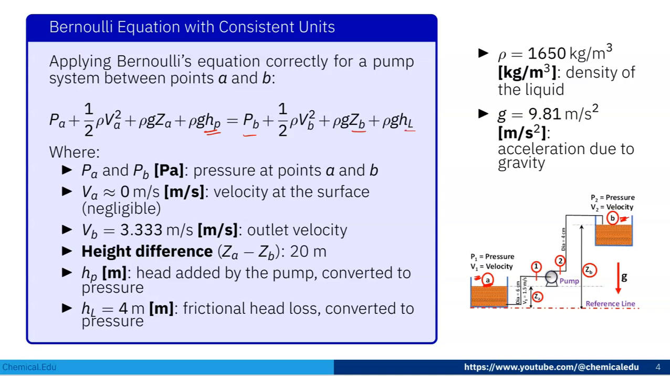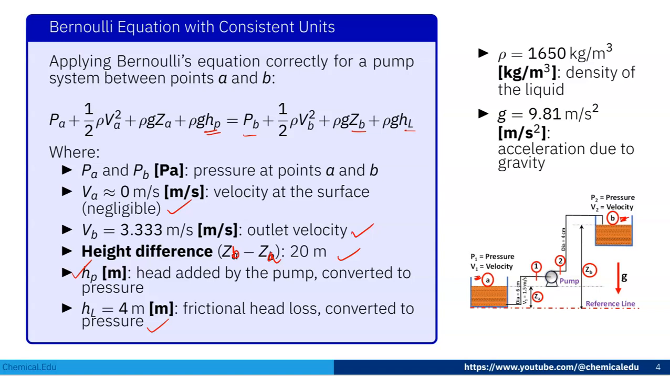Now here PA and PB are the pressures at points A and B. VA is 0 because the velocity at the surface is negligible. VB is 3.33 meter per second, and that is the outlet velocity. Height difference ZA minus ZB, actually ZB minus ZA, so that is 20 meter. HP is the head added by the pump converted to pressure. And HL is the 4 meter frictional head loss converted to pressure.